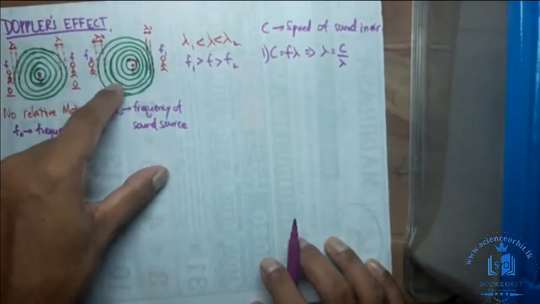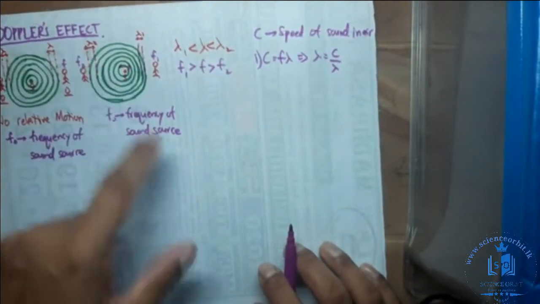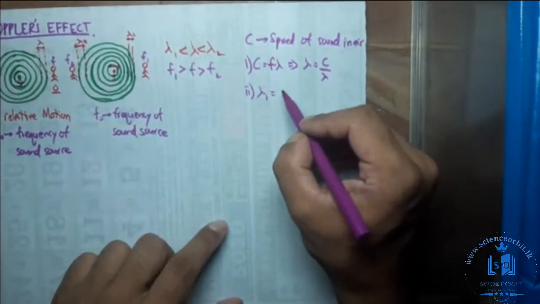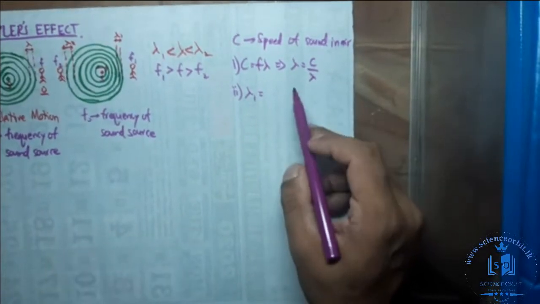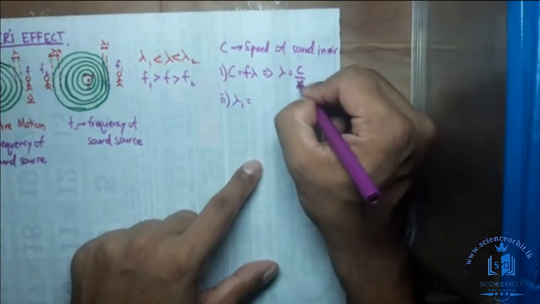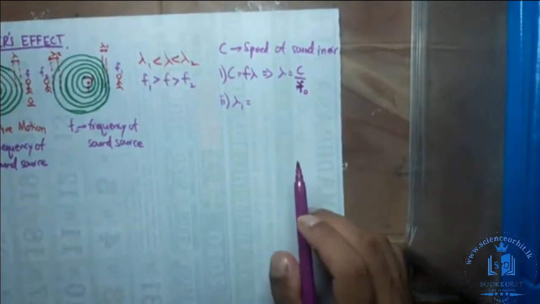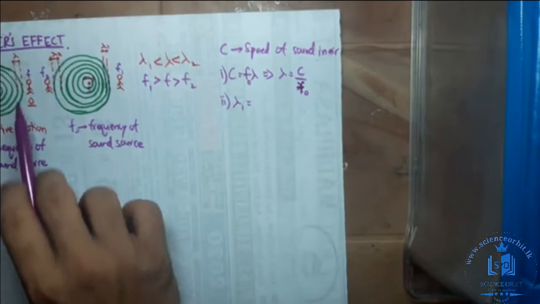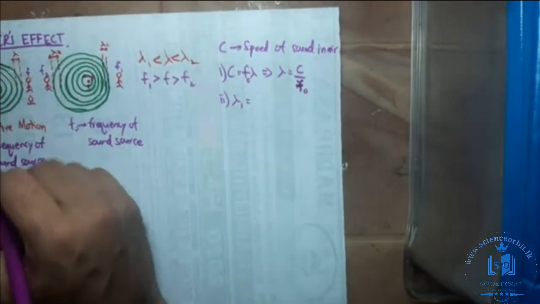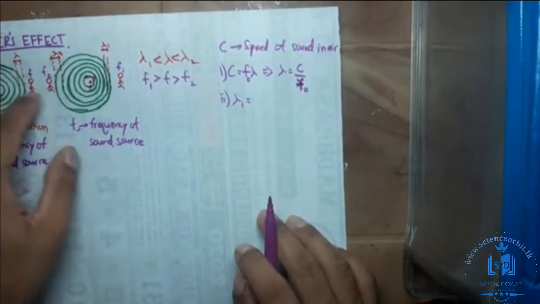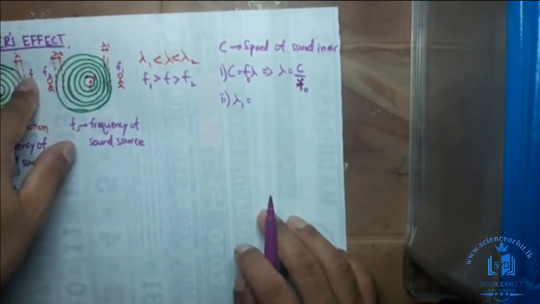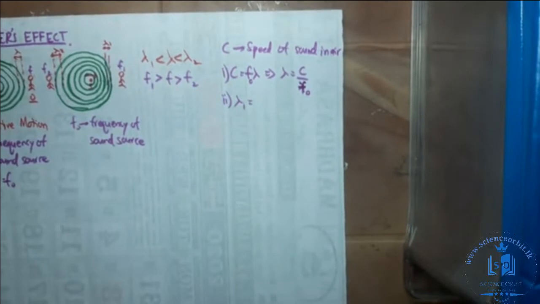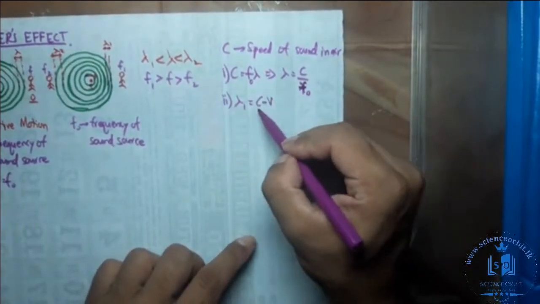And now for this case, lambda 1 is smaller, lambda 2 is larger. So for lambda 1, the equation is going to be... I think I made a mistake here. Lambda is going to be equal to C over f naught, yeah. Here we have taken the frequency of this as f naught. And the frequency this person hears is also equal to f now. Here f is equal to f naught, because that person is not moving now. There is no relative motion. That means the frequency of the sound heard by the observer and the frequency of the source are equal, right? Good. Now for this case, lambda 1 will be C minus V over f naught.